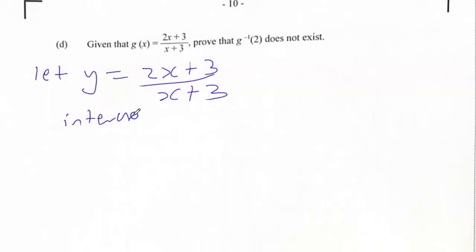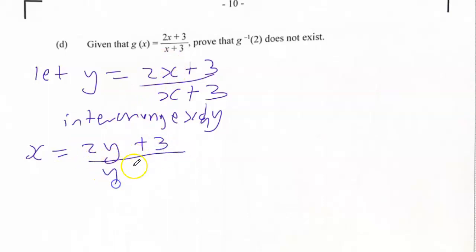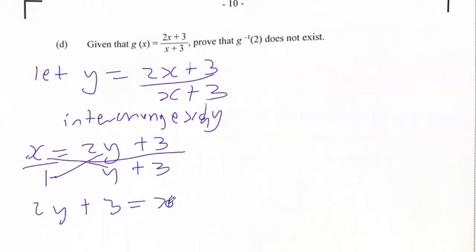So interchange x and y. So y becomes x, and x becomes y. So it becomes x equals 2y plus 3 over y plus 3. And then I guess we could cross multiply. What we'll end up with is 1 times that, so that's 2y plus 3, equals x times both terms: x times y, that's xy, and x times 3, that's 3x.